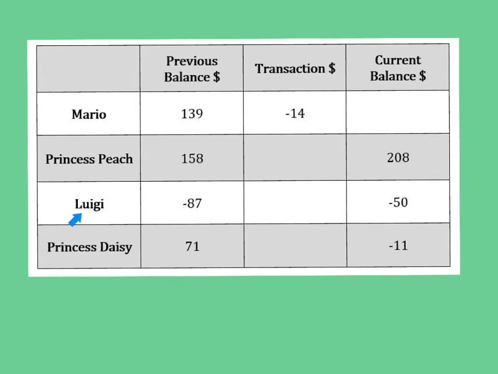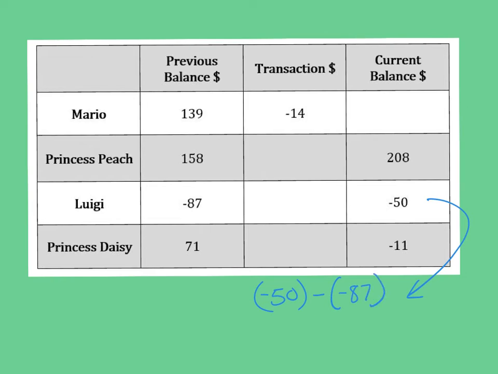Our next one we're looking at is Luigi. He owes the bank money. He's at a negative $87. We don't know what he did here yet, but we know he's now at a negative 50. So we are going to once again subtract. I'm going to take this and move it down here. We take his current balance, which is negative $50. We're going to subtract what he had before, which is negative 87.